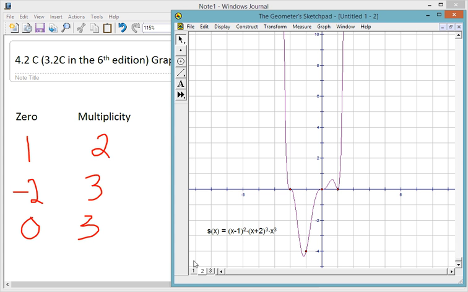Okay, and sure enough, at 0, it crosses. Multiplicity of 3 is odd, so it does cross, but it crosses with a little bit of a wiggle, right? Now, what's the degree of this polynomial? 1, 2, 3, 4, 5, 6, 7, 8. It's an 8th degree polynomial. You notice the multiplicities add up to 8, and it's an even degree, so it goes up on both sides, right? Up, up.